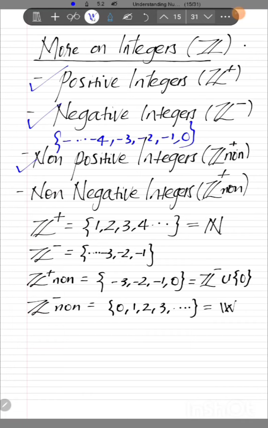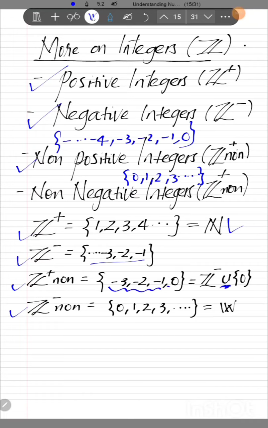What about non-negative integers? Non-negative integers start from 0, 1, 2, 3, etc. These are non-negative integers. It's already defined here. You can see them. So Z plus means positive integers, which is exactly the same as natural numbers. Z minus is negative integers. Z plus none is non-positive integers. These are the negative integers and 0.